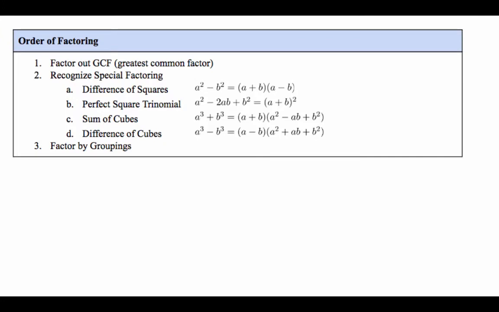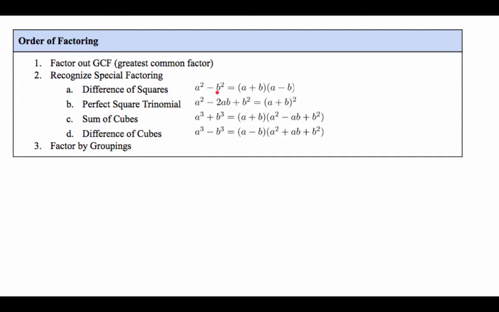In order to factor, we need to remember the order of factoring. The very first thing you should always do is look for the GCF, the greatest common factor of all the terms. And if a GCF exists, then we need to do that first. And then generally we try to recognize a special kind of factoring. There are four kinds that we're responsible for in this class. The first is the difference of squares.